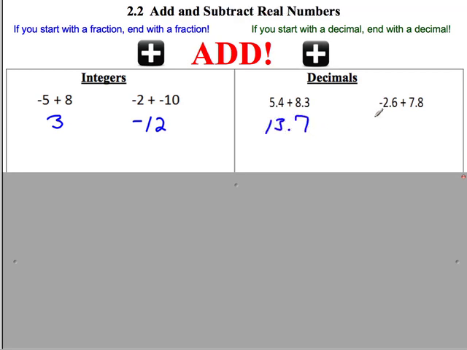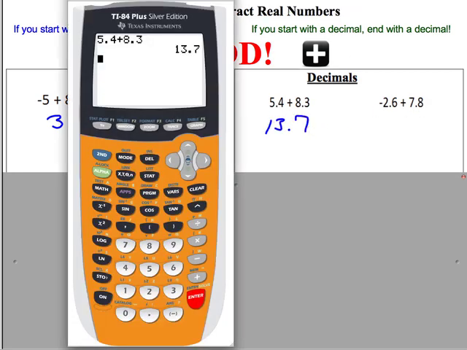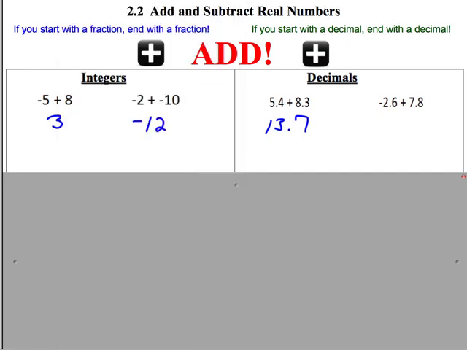13.7. And same thing with the negatives. Here it's really a subtraction problem, negative 2.6 plus 7.8, but just type it in as you see it. Negative 2.6 plus 7.8. Boom, we are good to go. 5.2. So really, with decimals, I'm going to go straight calculator.